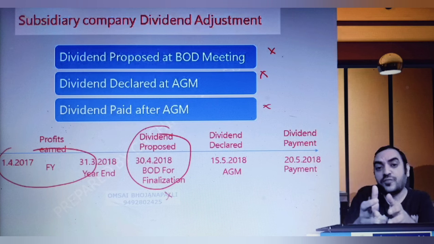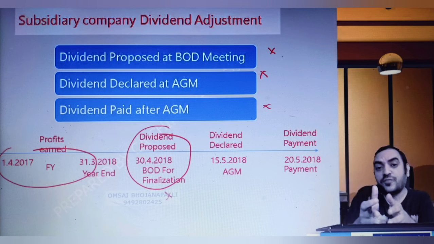I'll repeat once more. At the board of directors meeting, the dividend gets proposed, and it is declared or approved in the AGM. Now please tell me, listen to my words carefully: can a dividend be declared before the year end? Is it possible? I am asking about the year 17-18. Before finalization, before the board meeting, can a dividend be declared before the financial year ends and paid after the year end? It's possible, an interim dividend, but that is a very exceptional situation.